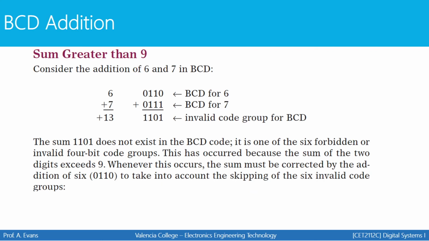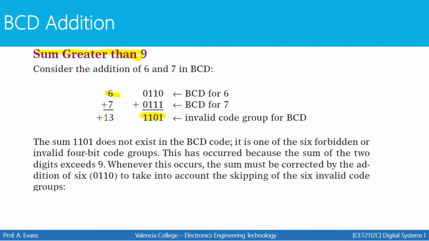If you're adding two BCD numbers and your sum is going to be greater than 9, you're going to have an issue. For example, add 6 and 7 together in BCD. The number 6 would be 0110. The number 7 would be 0111. Add them together, and you're supposed to get 13. Now, this is 13 in binary, but it's not 13 in BCD.